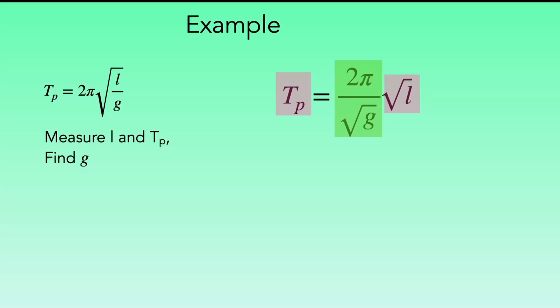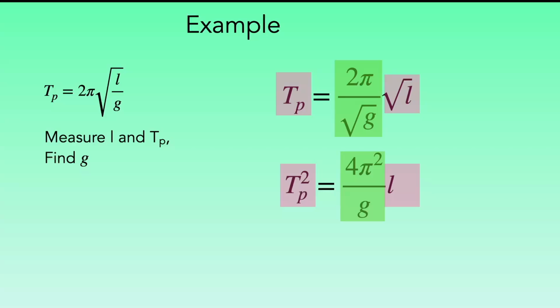Another thing we could do is we get rid of those squares. We could say, let's do TP squared. And so if we square both sides of the original equation, that's 4 pi squared over g times L. So we graph L on the x-axis, TP squared on the y-axis, and the slope would be 4 pi squared over g.